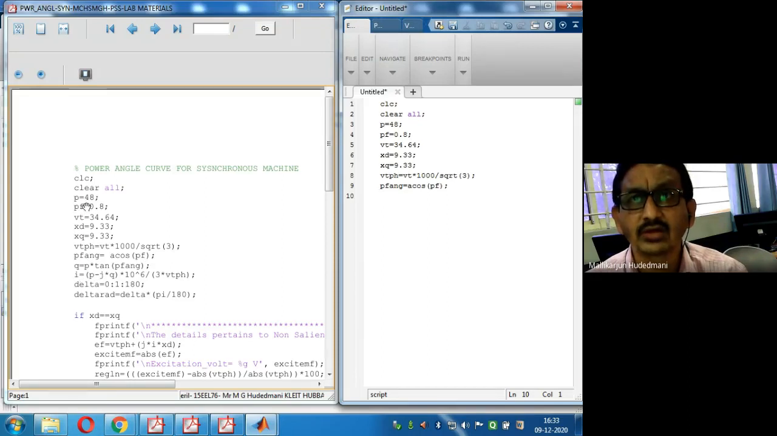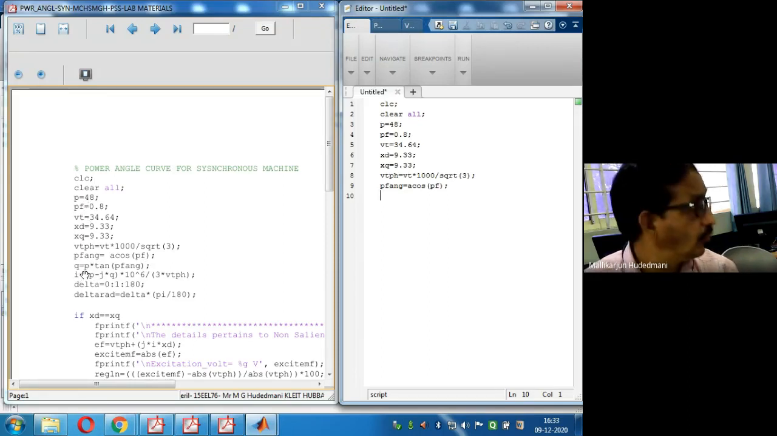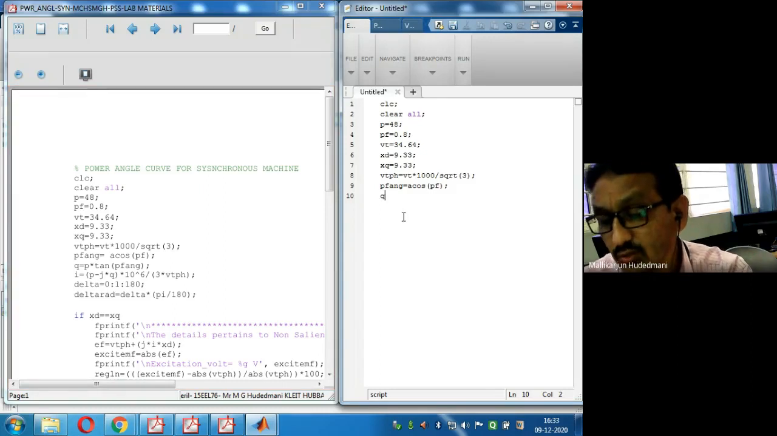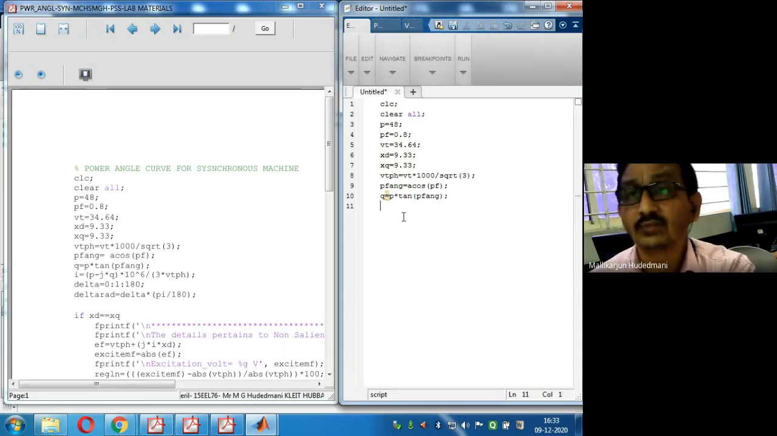Then like P, what I got here, I have to get Q. You can get Q by different methods. One of the methods I use is active power times tan of angle. You can use P sine angle also. So I write here Q equal to P into tan of PFANG. There are many methods to do it. I could do this step also.